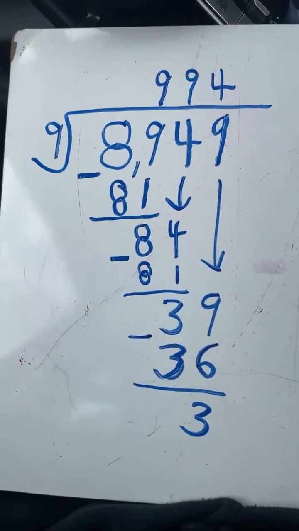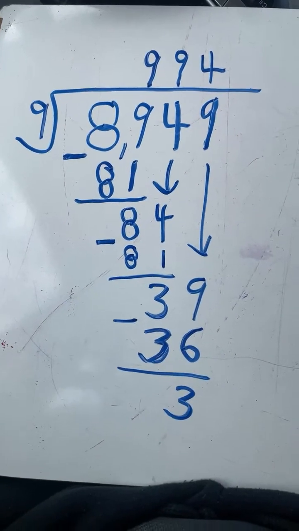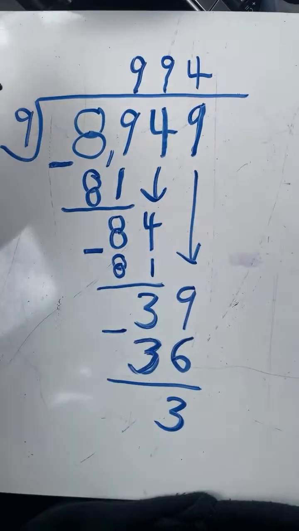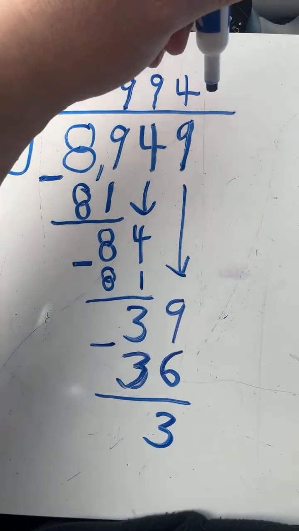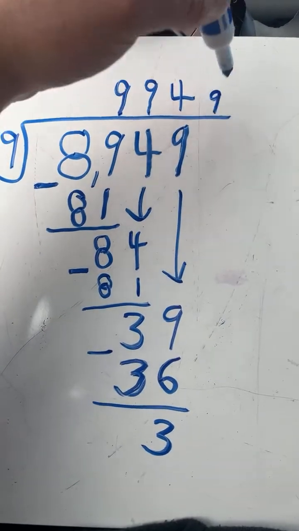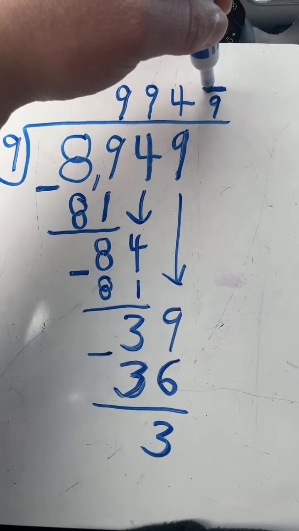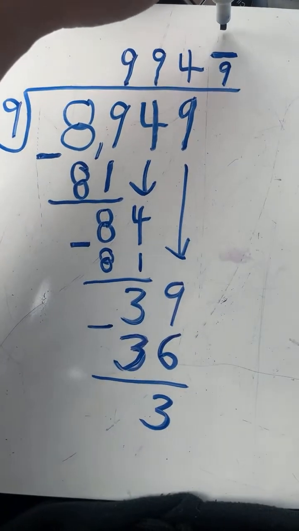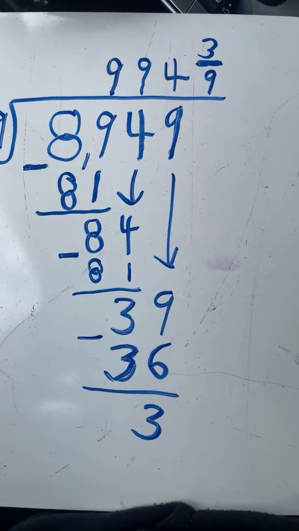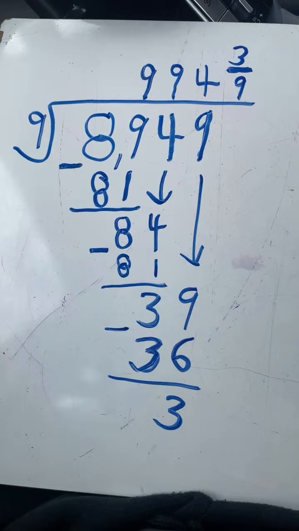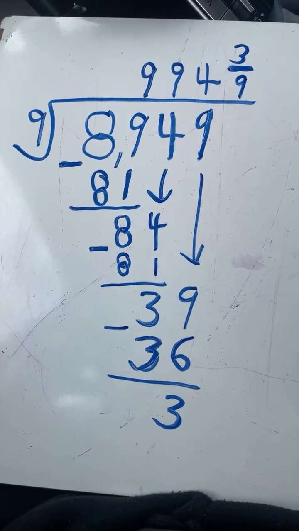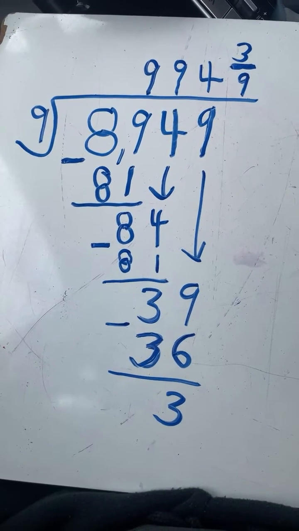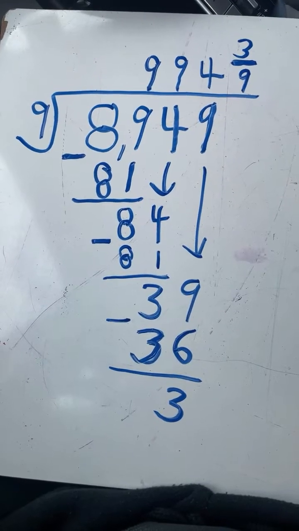Now when it does not equal out to a whole number, the number we're dividing by becomes our denominator, and our remainder is what becomes our numerator. So our answer, 8,949 divided by 9 equals 994 and 3/9.